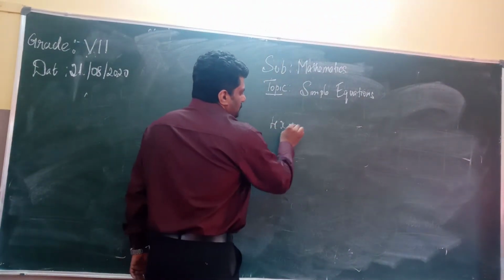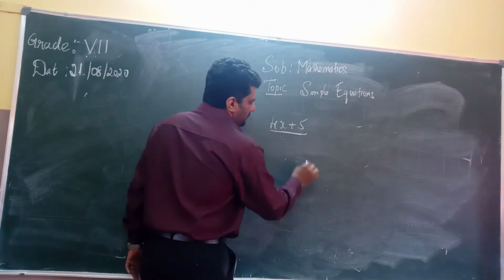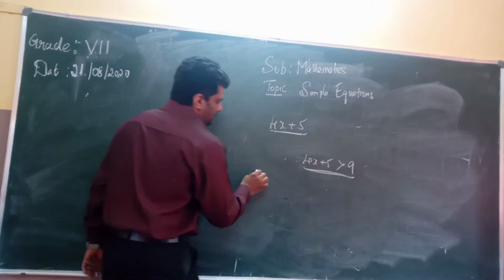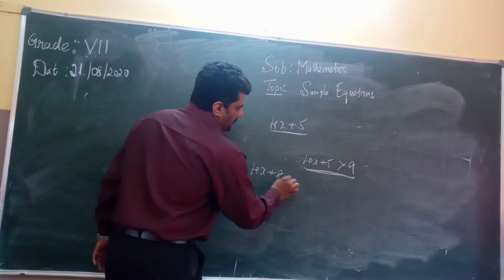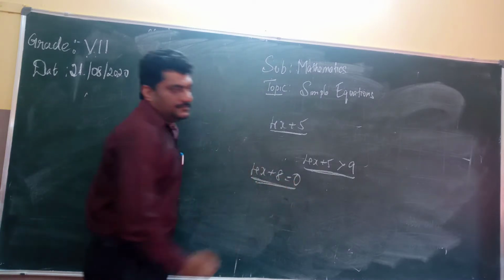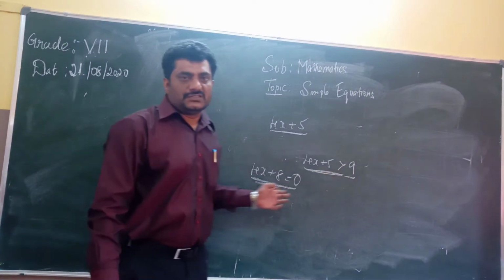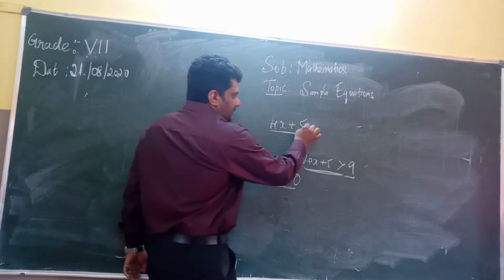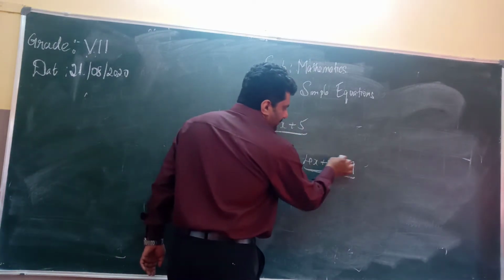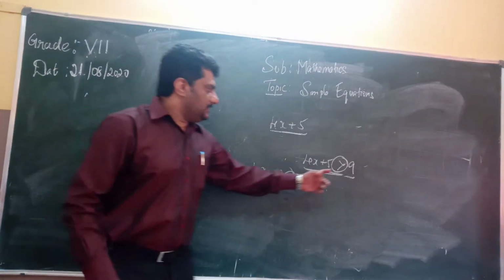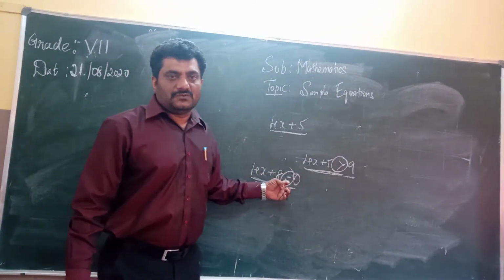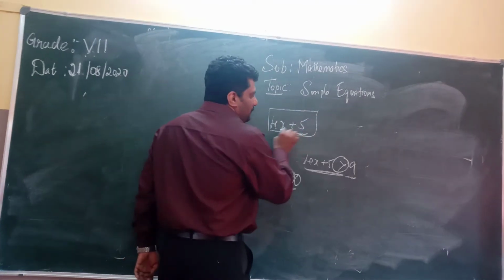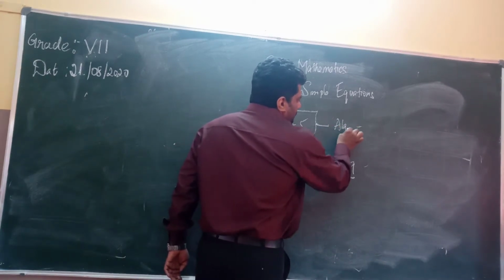Now if you see these, we have three expressions here. What is the difference you find here? Here it is greater, here it is equal, and here we don't have anything. So when we do not have anything, we can call this an algebraic expression.